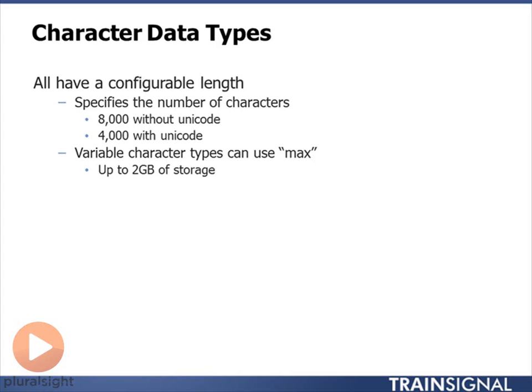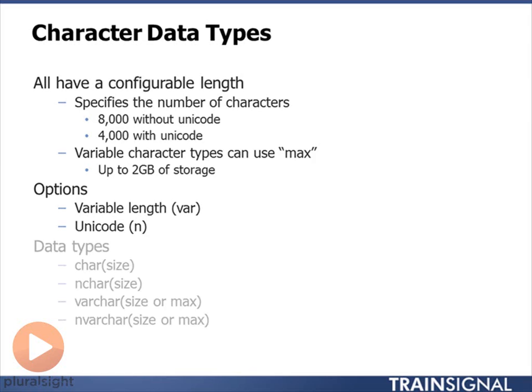Now, if you do need to go beyond those limits, you are allowed, but it's not by specifying 8001, but by using the max keyword or the max identifier, and that will give you up to 2 gigs worth of storage space. Now, the options for character data type are var for variable. Without that, it's always going to be a fixed length, so it will always be the number of characters that you specify. And then you'll also notice that we have Unicode, which is identified by the letter N.